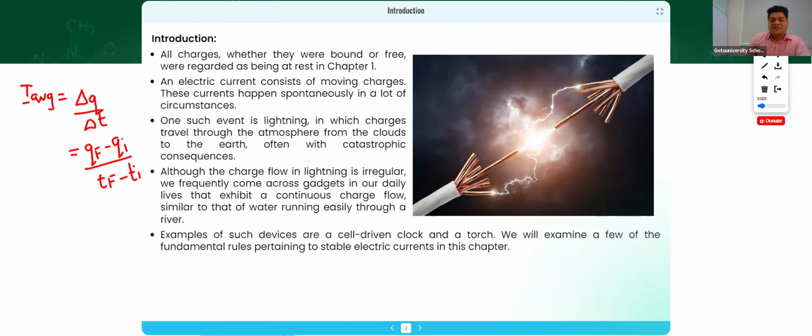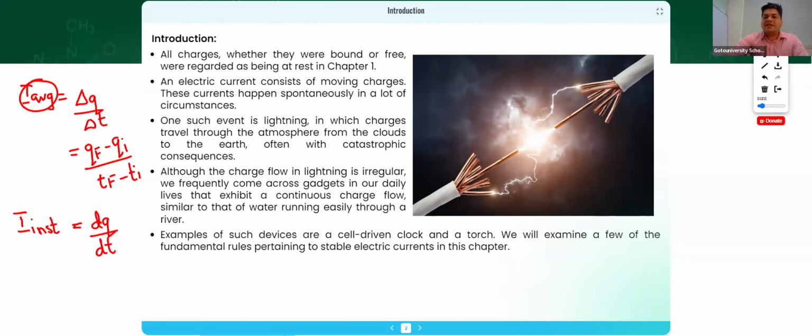And what is the meaning of instantaneous current? Instantaneous current will be represented by the term I instantaneous, and that will be equal to dq over dt. At a particular instant, what is the value of current? It will be represented by I instantaneous, and the average of charge per unit time will be represented by I average.